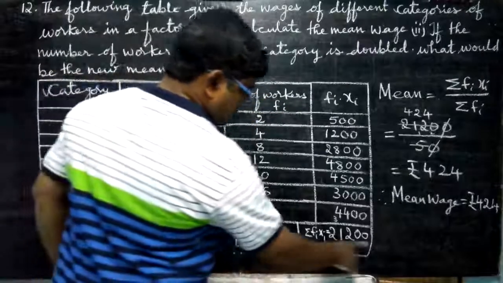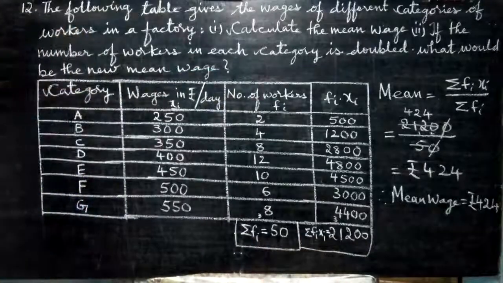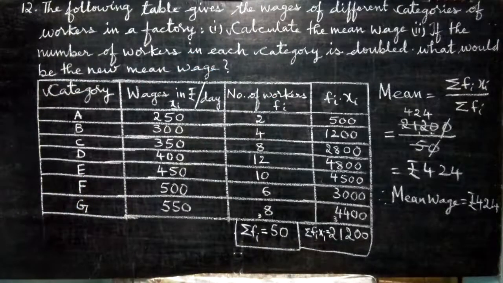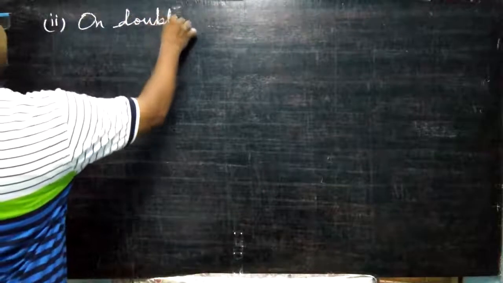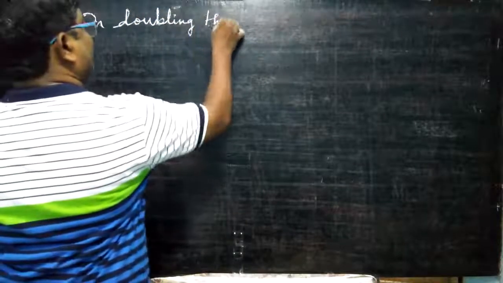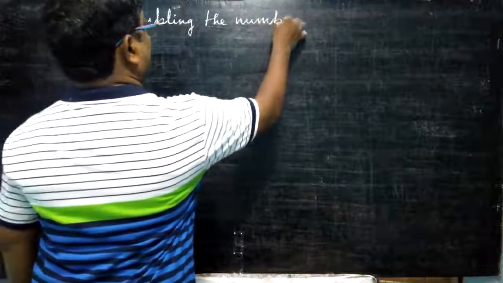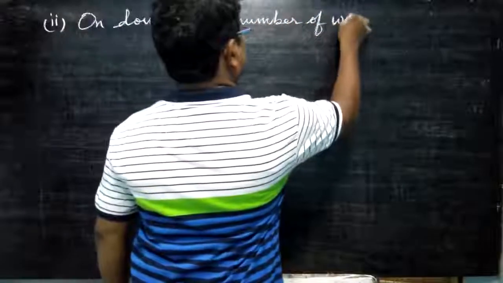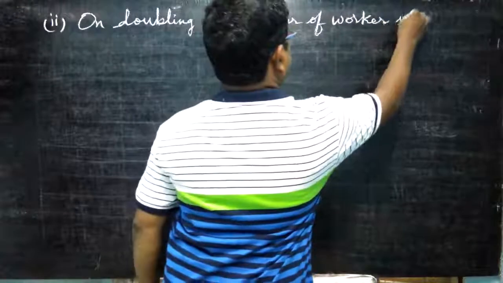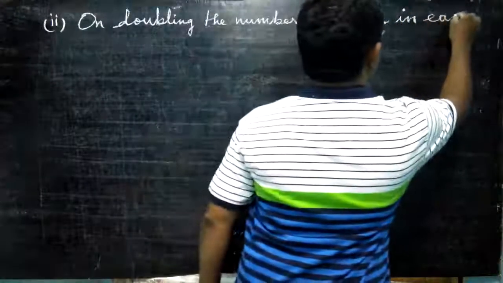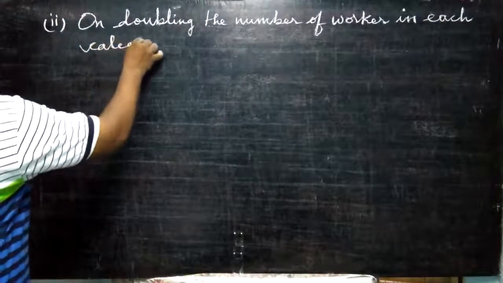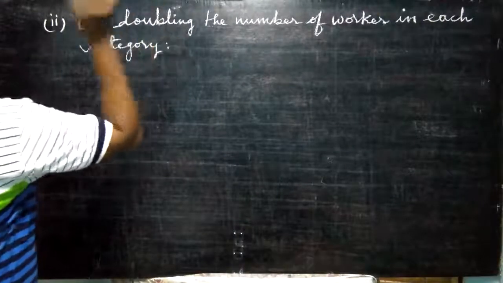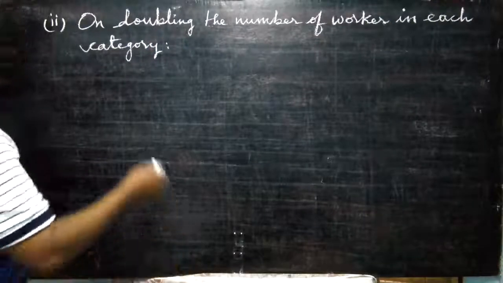Now the second bit they are asking: if the number of workers in each category is doubled, then what? Multiply into 2. Second bit, on doubling the number of workers in each category, they are asking to find the mean wage.